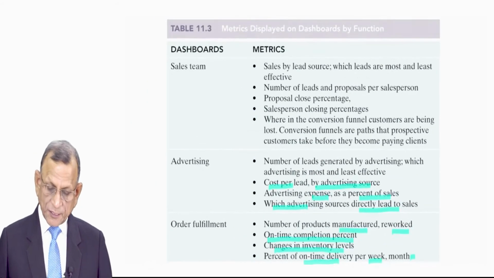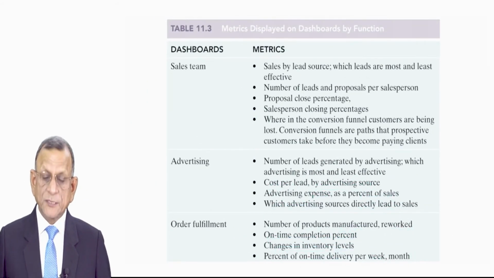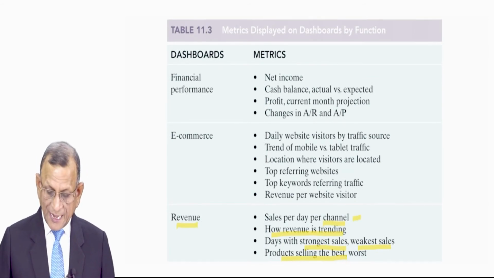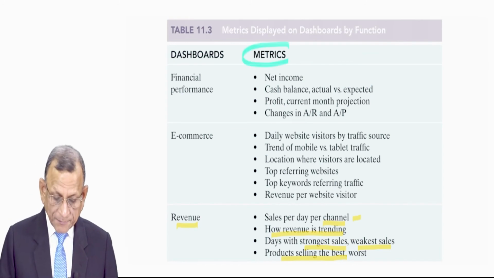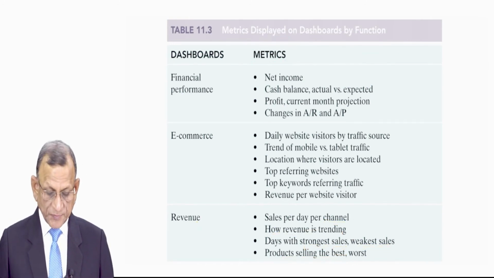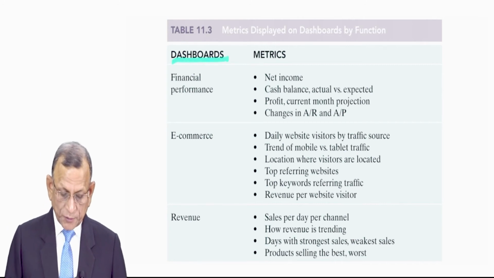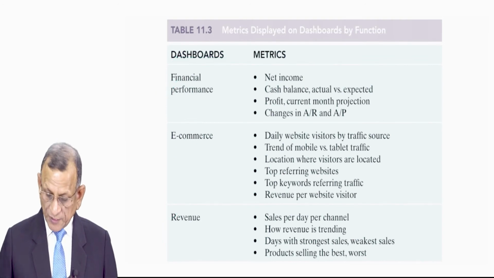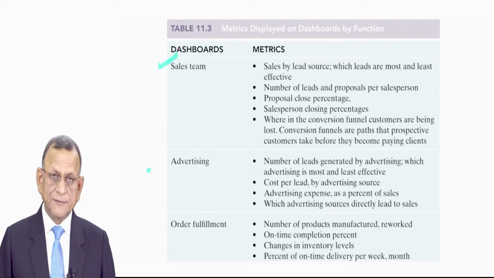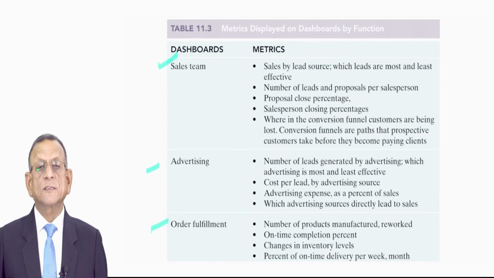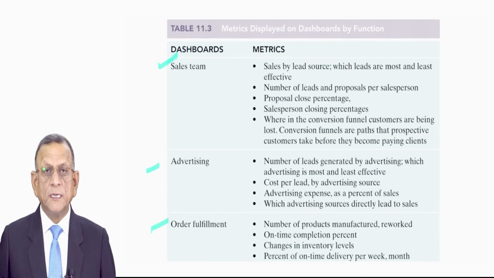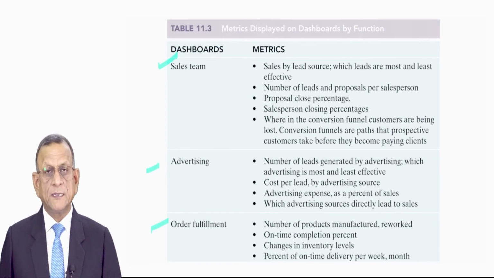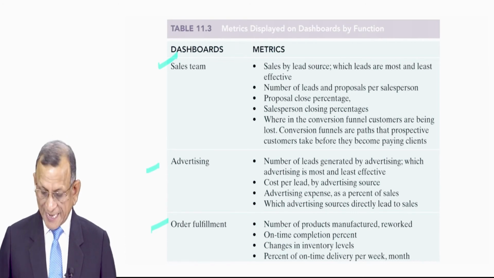So friends, in this manner, we have seen various parameters related to KPIs, and we are in a position to create something like a matrix on the dashboard related to financial performance, e-commerce, revenues, sales team, advertising, order fulfillment. These are a few examples. Wherever you feel that you need to concentrate and know more, you may identify your KPIs. These KPIs are only indicative.